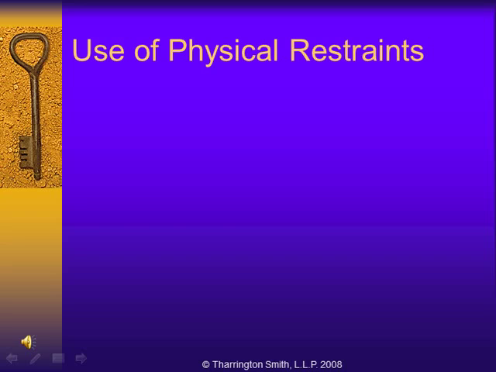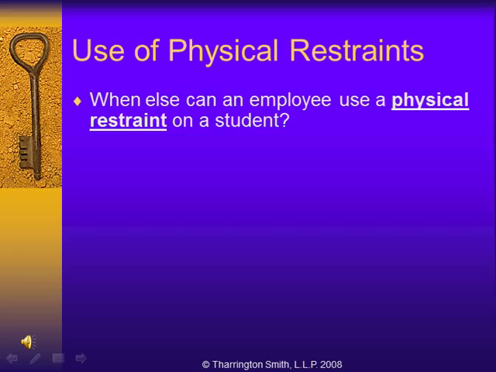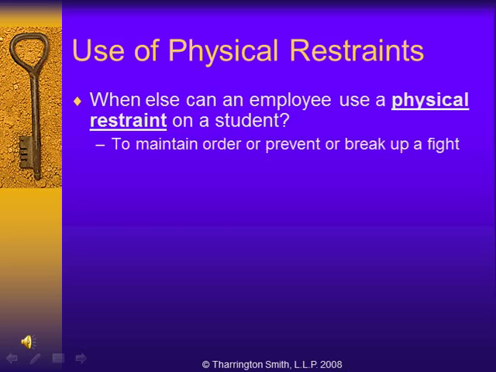In addition to the situations we've just discussed, there are some additional circumstances in which physical restraint can be used, but mechanical restraint would not be permitted. Remember, physical restraint involves restricting the student's movement using only one's body. For example, if two students are fighting in the hallway, employees may need to physically pull them apart. This would be a permitted use of physical restraint.